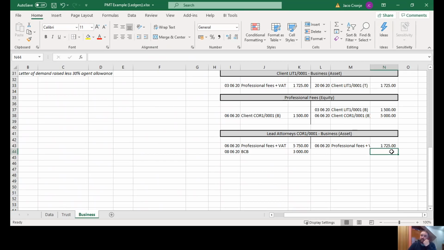Now what about the agent's allowance on that? Do we give agents allowance on disbursements? And the answer is no, because I paid the full 3,000 Rand. It's not for my service that I rendered, so I'm not going to give these attorneys discount of 30% on that 3,000 Rand. I paid the full amount, so they will owe me the full amount.